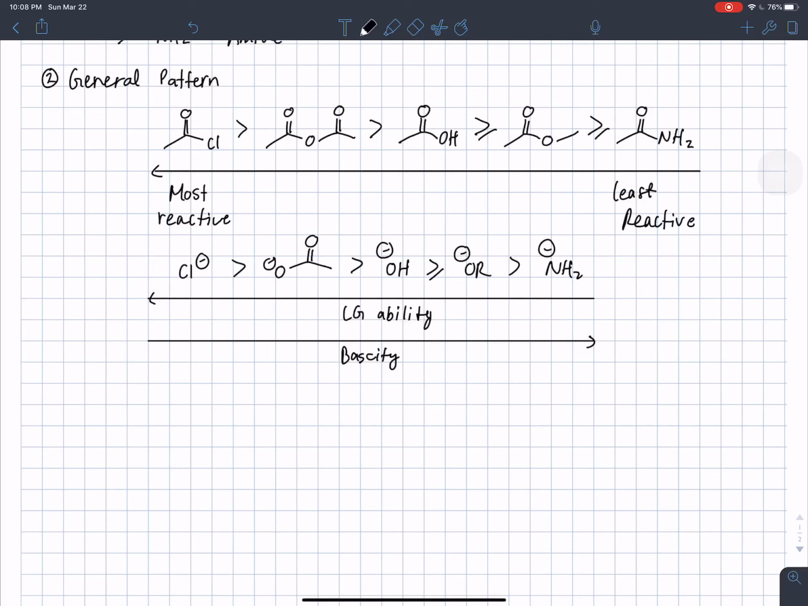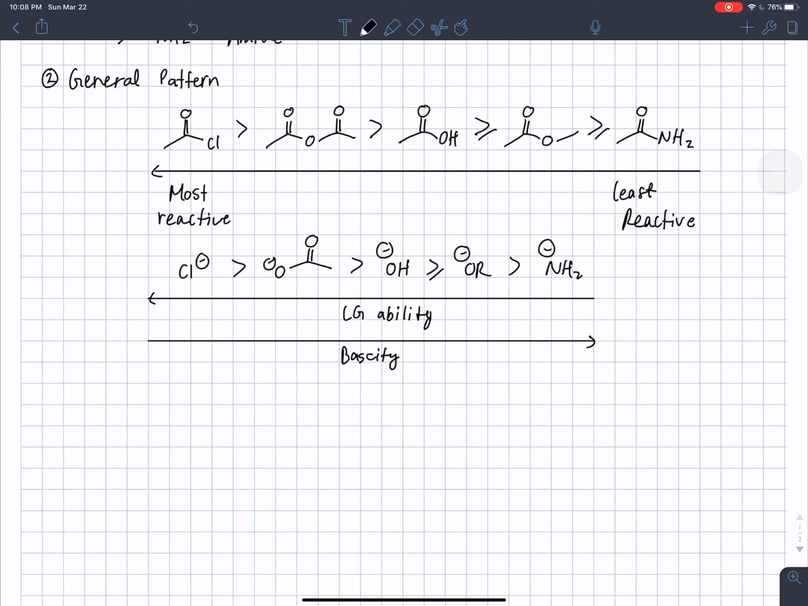Base really wants to add something. We learned OH is a good base. Why? Because it wants to connect to another H, right? So if you're a good leaving group, that means you don't want to connect to stuff, so you're a bad base. So this is the general pattern you'll see, and you can be asked a multiple choice question about this.